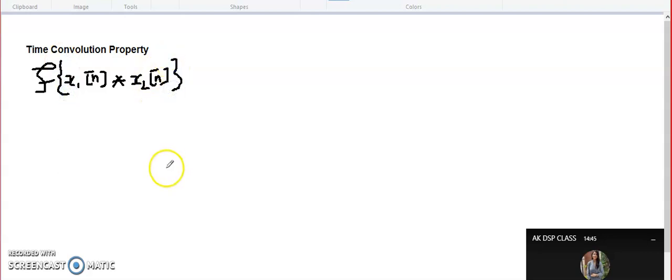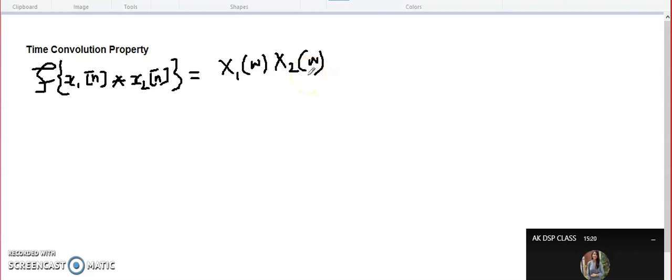then what happens to the frequency domain signal? The frequency domain signals are just multiplied with each other. If X1 omega is the DTFT of x1 n, and X2 omega is the DTFT of x2 n, then both of them will multiply. It means that when the two signals convolve in the time domain, their DTFTs just multiply in the frequency domain.